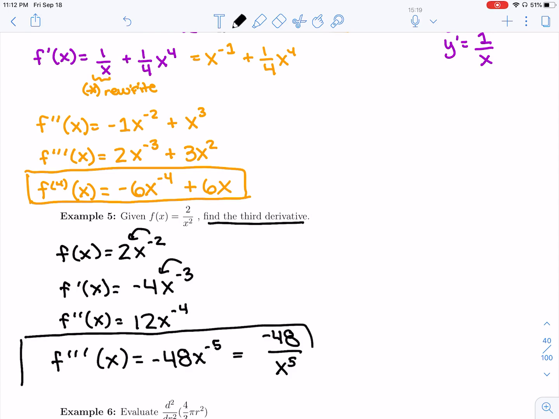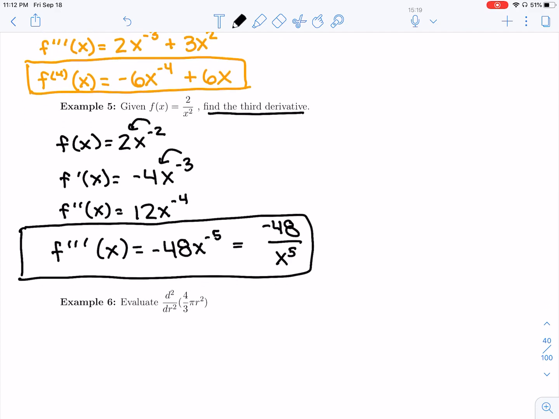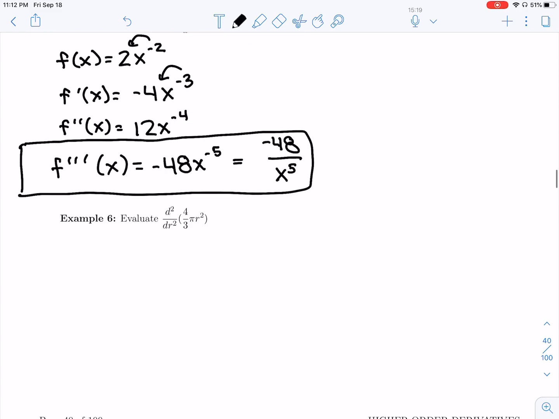I would not simplify at all unless it was a multiple choice and you just had to pick the simplified answer. Otherwise, I would have left it as just negative 48 x to the negative 5, just so I don't have to worry about rewriting it wrong.